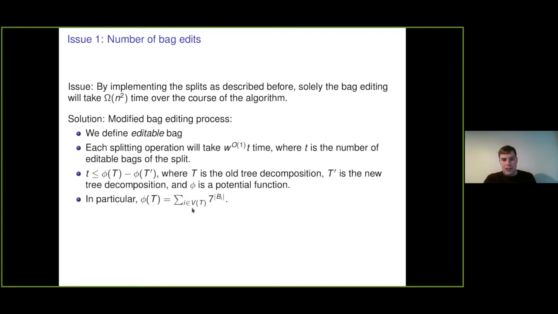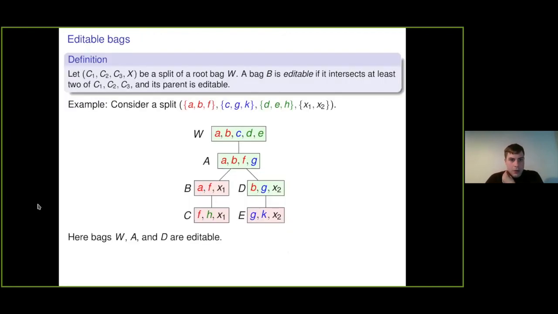And this potential function is defined as the sum over all bags of the tree decomposition of 7 to the size of the bag. So this means that the time taken by this bag editing is bounded by the original value of this potential function, which is at most single exponential in w times n. Here the base of the exponent is 7, but it can be optimized to 3 by adding some polynomial terms. But 7 is something simple.